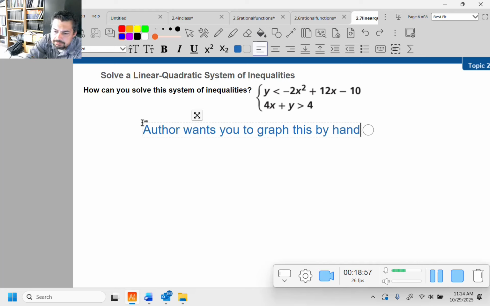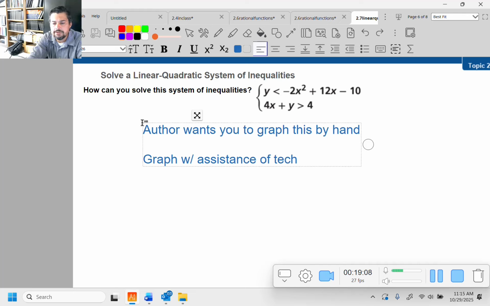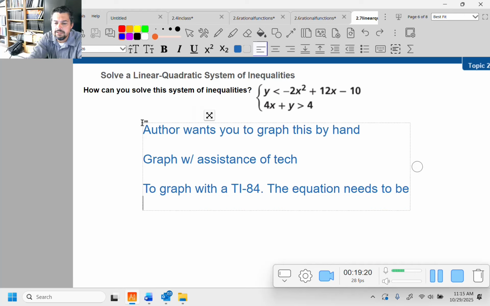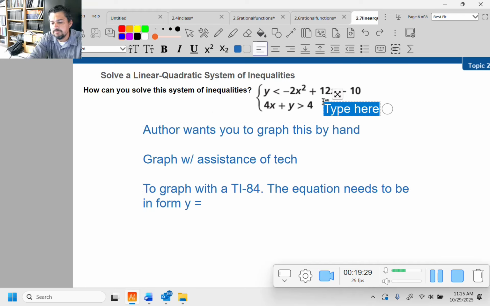So what we're going to do is graph it with the assistance of technology. All right, we're going to let the calculators do a lot of this for us now. To graph with a TI-84, the equation needs to be in the form y equals. We don't have equality, but we have something that's good enough, okay? So the only one I really have to change is going to be this one. We're going to do y greater than, solving for x, by the way, negative 4x plus 4. And then we're going to let our calculators take over.